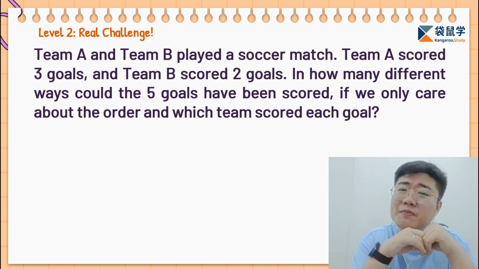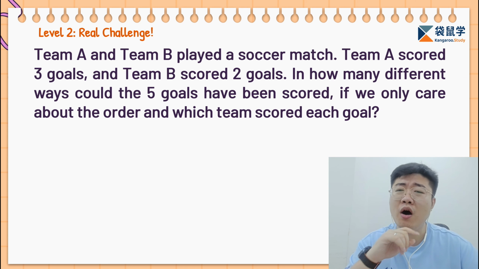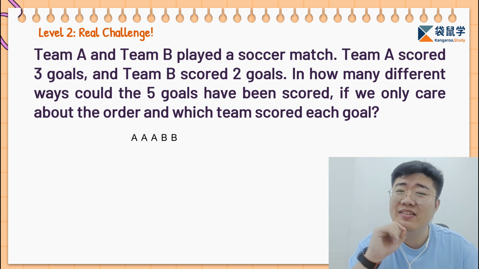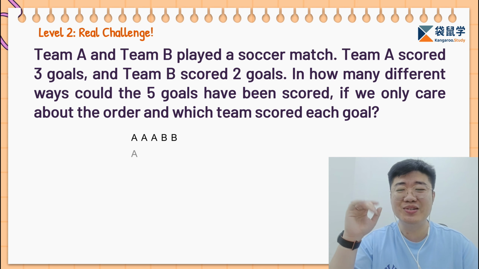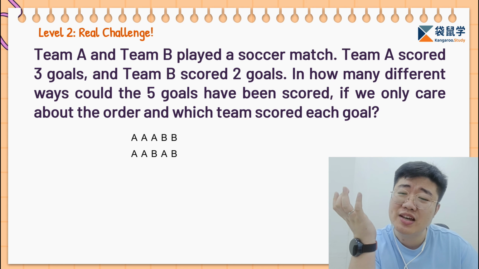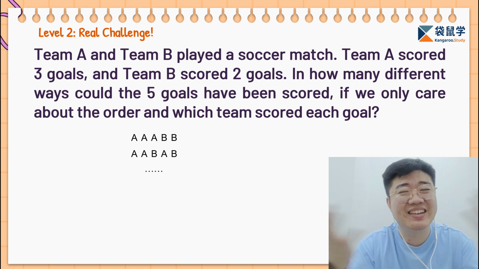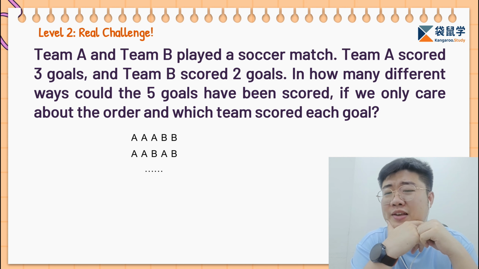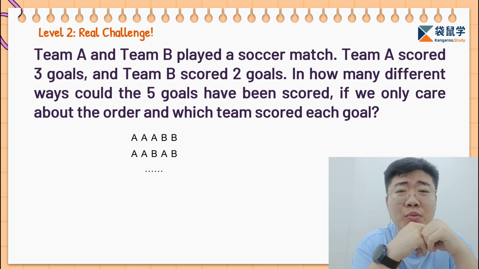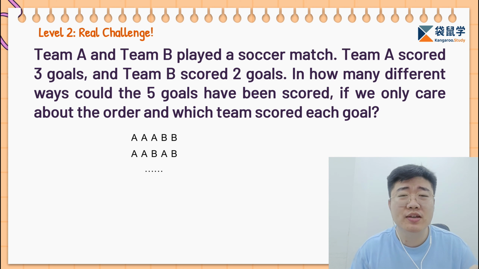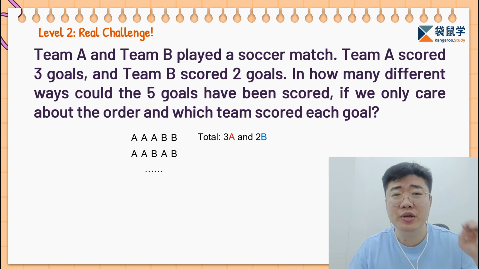Let's think about some of them. Teacher, I can go all 3 goals for A, and then we go 2 goals for B. That's one arrangement. Now, are there any others? Teacher, I can also do 2A, 1B, 1A, 1B. Of course, we got other ways as well. Now, are we going to list down all of them? Definitely not. We are here to learn the clever method. So, let's think. Is there anything they share in common? Wow, we can see that both of them contain 5 goals. Out of the 5 goals, 3 for A, 2 for B. So total is 3A, 2B.